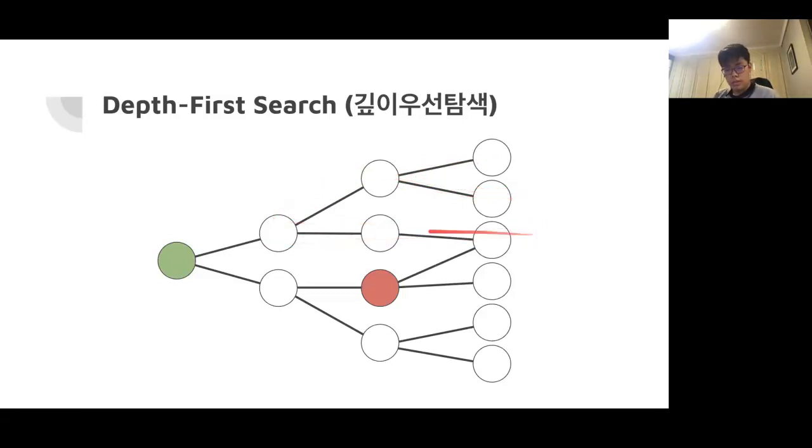So let's go down the second path now. Okay, goes here. Is this the point I want? No. Go here. Is this the point I want? No. Okay, go here. Is this the point I want? Yes. Okay, DFS is done. This is our path.